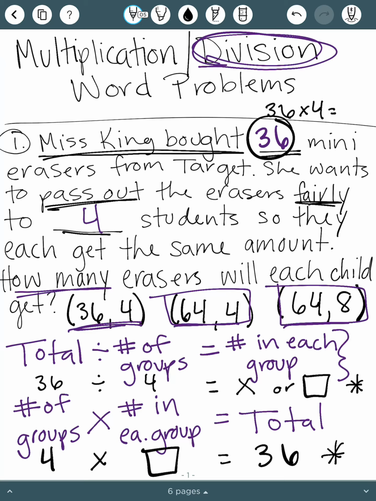So same thing with multiplication, just using the verbiage of, is that going to be a reasonable answer?